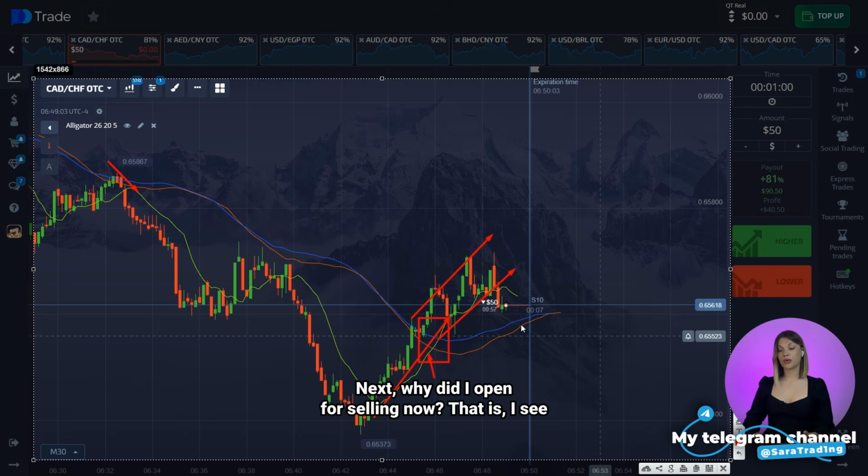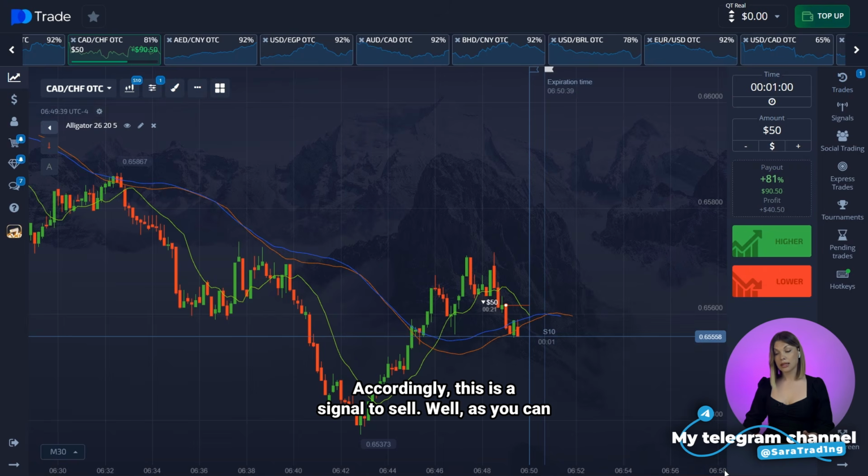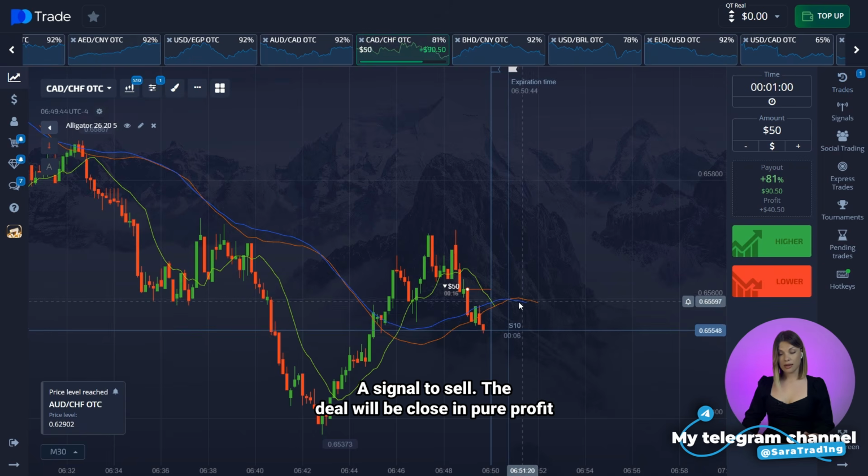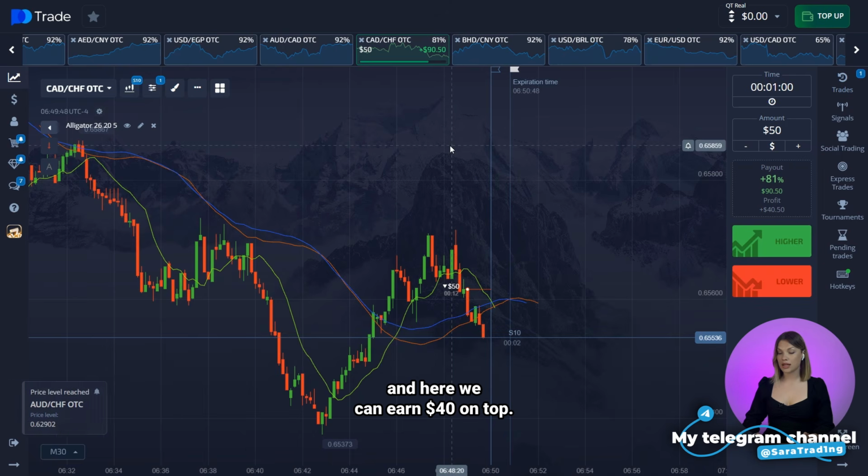Next, why did I open for sell now? That is, I see that we are experiencing a narrowing. This means most likely that the green one will intersect the other two from top to bottom. Accordingly, this is a signal to sell. Well, as you can see, the analysis is indeed correct. A signal to sell, the deal will be closed in pure profit, and here we can earn $40 on top.